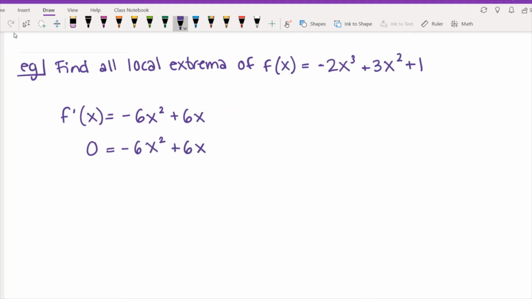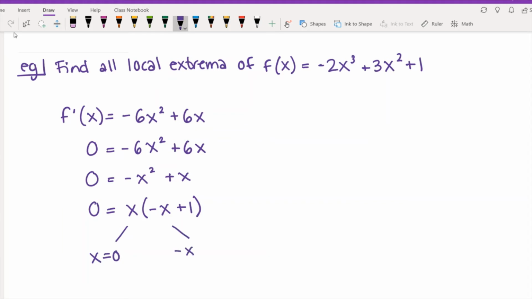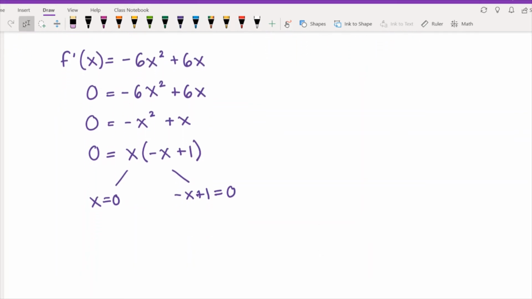And we can divide everything by 6, just make our lives a little easier. And then we want to factor. We want to see what can we factor out from each of these parts. So we can factor out x from both of them. And if we do that, we're left with negative x plus 1. And so that tells us that either x is equal to 0 or negative x plus 1 is equal to 0. And negative x plus 1 is equal to 0 is the same as x is equal to 1.